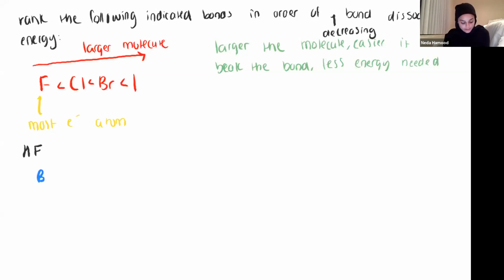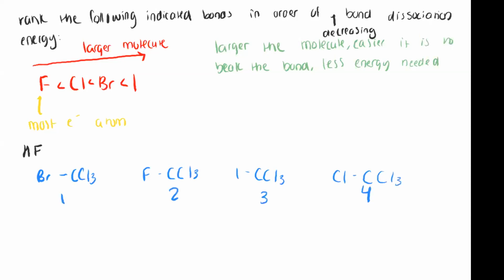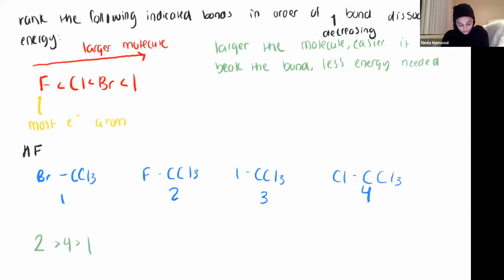We have Cr bonded to CCl3, F bonded to CCl3, I bonded to CCl3, and then Cl bonded to CCl3. Wait, so we're ranking those? Yeah, we are ranking these. And so the answer for this one is going to be 2, 4, 1, and 3.